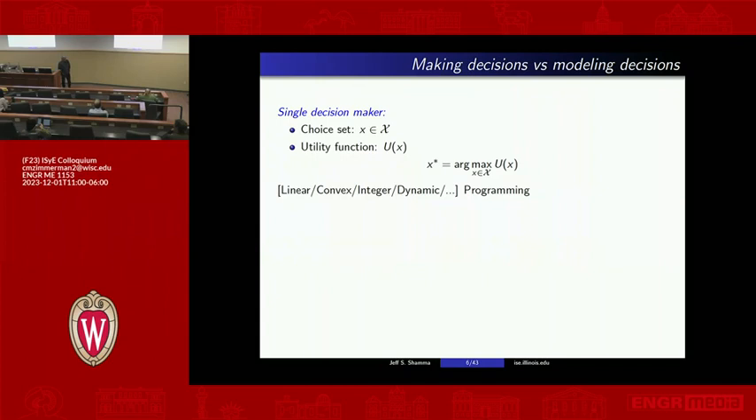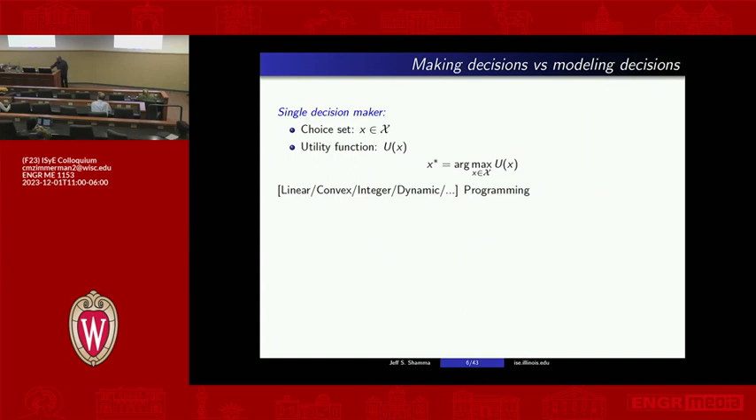Now, when talking about a solution concept, actually that's a model, okay? And it is not a recommendation. It's the difference between making decisions and modeling decisions. In this audience in particular, let's look at a single decision maker. What we do a lot is we make decisions in ISYE. Let's say we're optimizing. We have a choice set, we have an objective function, and we want to maximize that objective function. Then we go take classes in linear programming, convex programming, integer programming, dynamic programming, you name it, on how to compute the best decision to optimize our utility function.